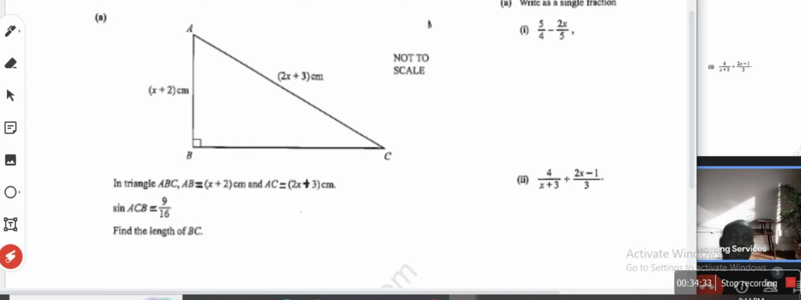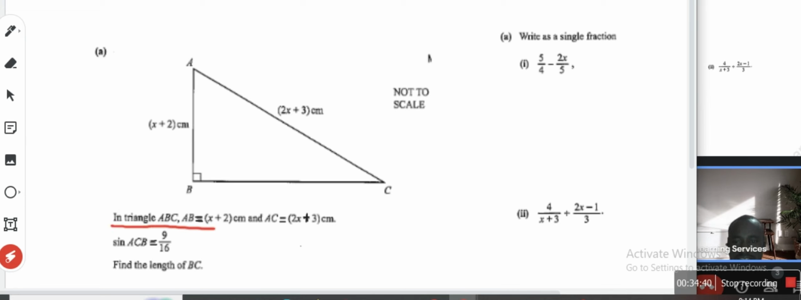You said you're going to use Pythagoras. Are you sure? You are asked to find the length of BC, not just the expression. You are asked to find the value itself. If you use Pythagoras theorem, you will only end up getting an expression for the length of BC. You can't find a value with the Pythagoras theorem.